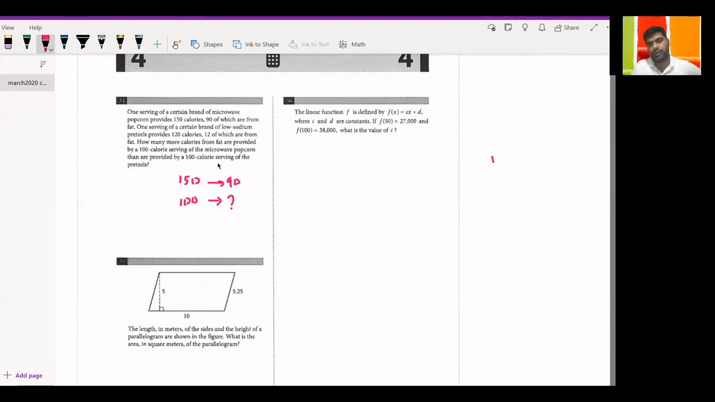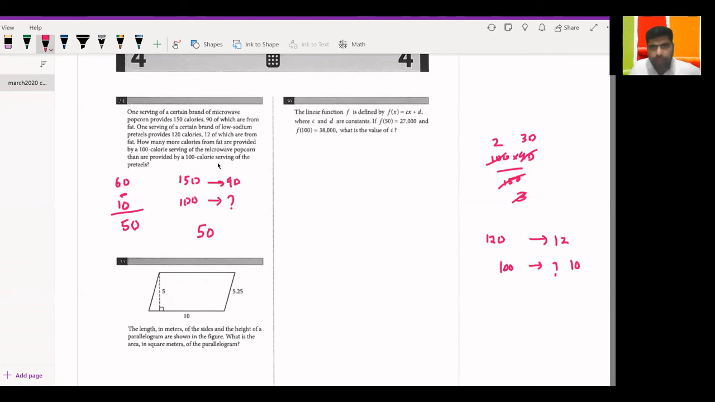So 100 multiplied by 90, divided by 150. 50 times 3, 50 times 2, 90 divided by 3 is 30. So 60 calories from a 100 calorie serving of the first kind of popcorn. From the pretzels, from 120 calories, you get 12 calories from fat. So from 100 calories, you are obviously going to get 10 calories. Okay. So this is 10. How many more calories? More means you have to subtract these two. So your answer is 50.